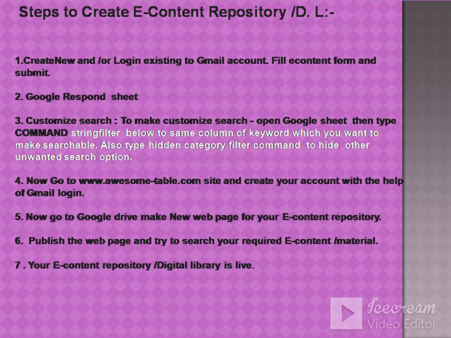Then third step, customize search. To make a customized search, open the Google Sheet, then type the command string filter below the column of the keyword which you want to make searchable. Also type the hidden category filter command to hide other unwanted search options.